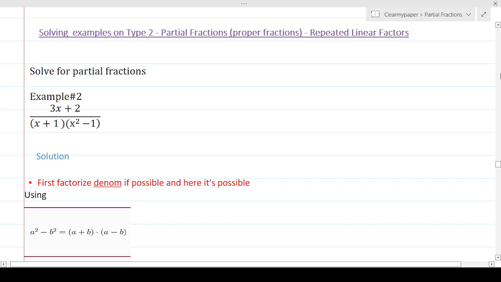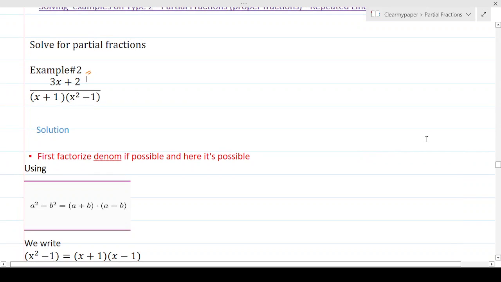Let's solve one more problem on type 2 partial fractions for repeated linear factors. Sorry. So we have this example 2. In the last video, we did one more example. So let's take this one. Okay. So what is the example we have? We have 3x plus 2, the whole divided by x plus 1 and x square minus 1.